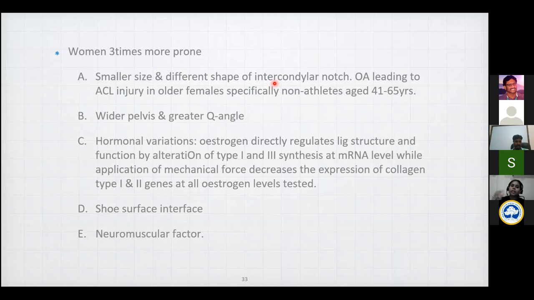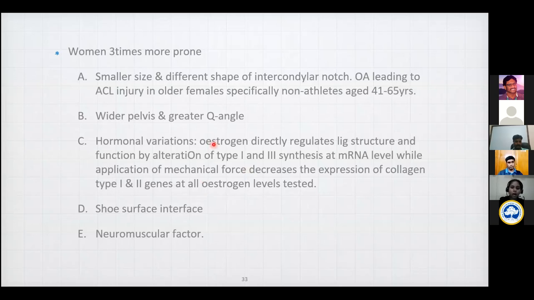Ma'am, there is a lag, ma'am. Just a second. Can you just mute me? I'll just check the connection. Yes, ma'am. Muting myself. Is it fine now?